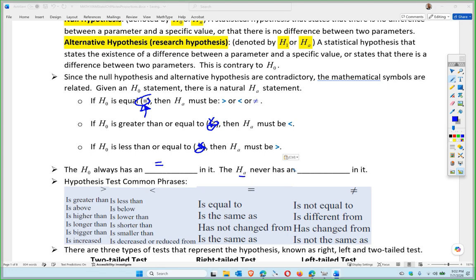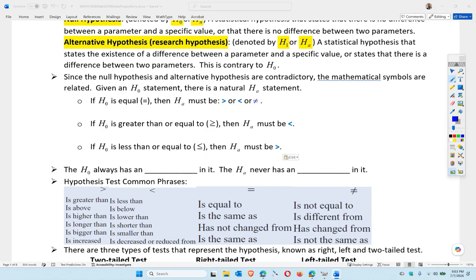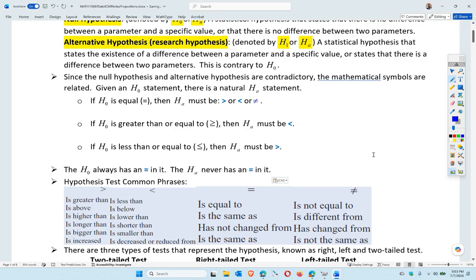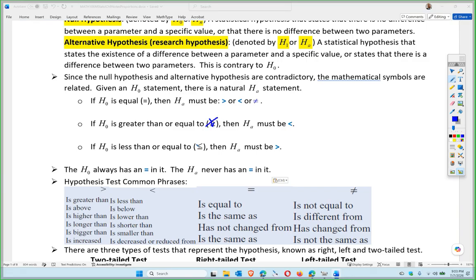The alternative hypothesis never has an equal in it, right? Notice there's no equal, there's no equal, there's no equal. There's no equal ever in the alternative hypothesis. So long story short, the null hypothesis always has an equal in it. The alternative hypothesis never has an equal in it. You do not need to do these versions in Stats 1. You can if you want, but you don't need to. You can just write it always as equal for the null hypothesis, which is what I'll do.